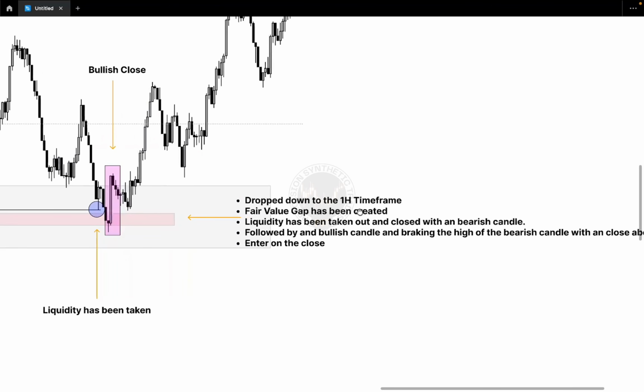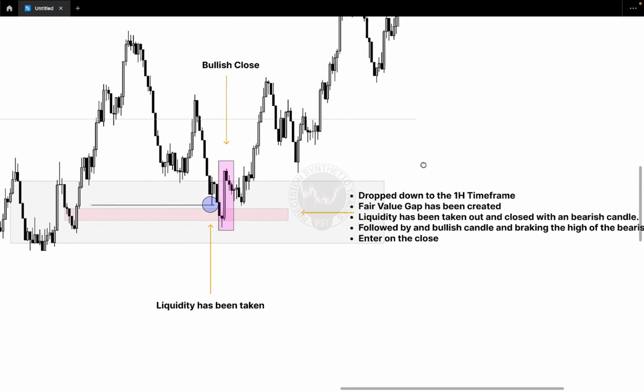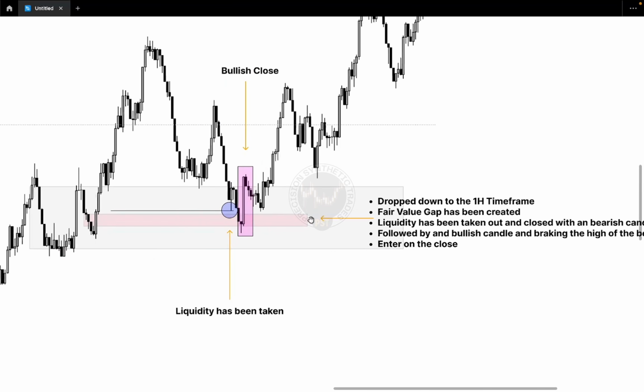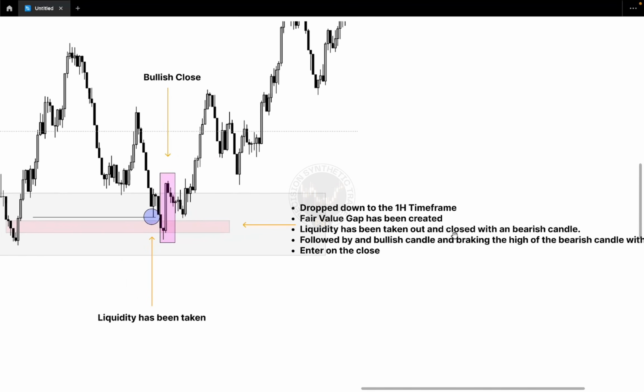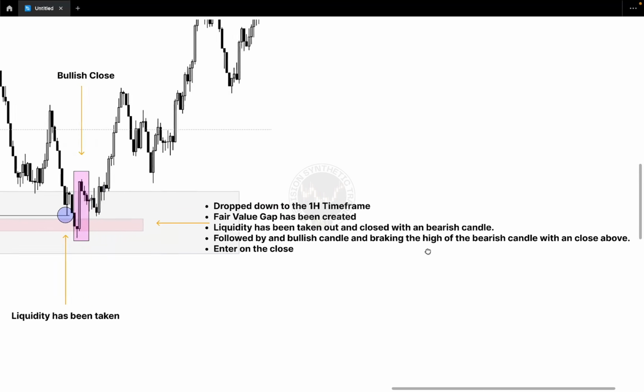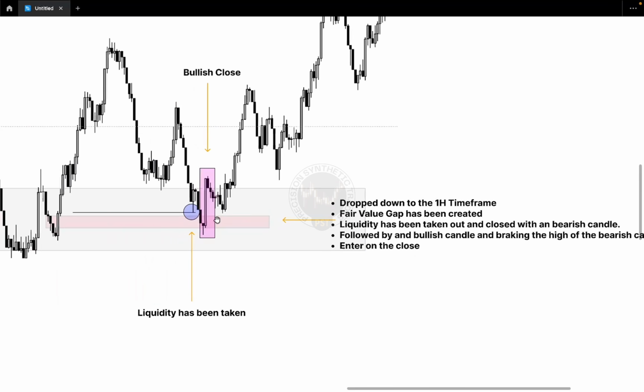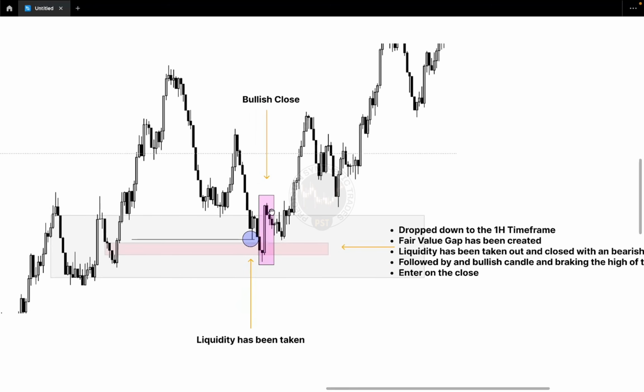We drop down to the 1 hour. Fair value gap has been created inside the 4 hour order block. Liquidity has been taken out and closed with a bearish candle. That's that candle there. Followed by a bullish candle and breaking the high of the bearish candle with a close. It's that candle I'm talking about there. And enter on the close.